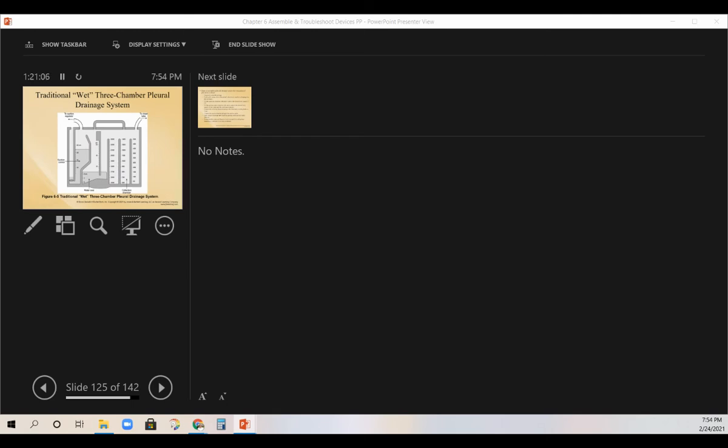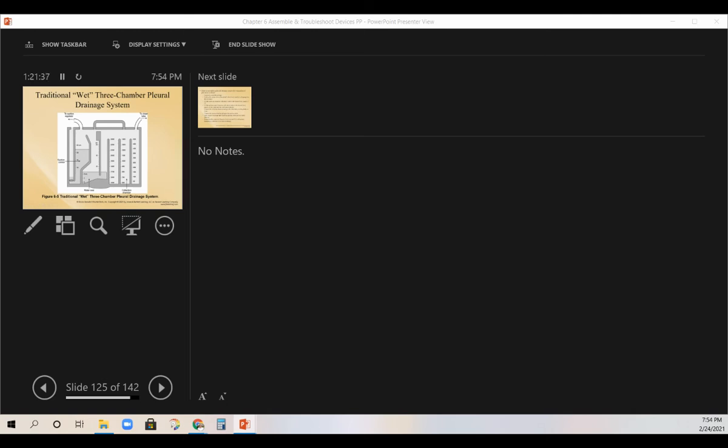So, the traditional wet 3-chamber pleural drainage system. This is traditional. This is what you usually see. Okay, so you have your suction control. So you're going to see the suction regulator. You have your collection chamber. You have your water seal. There's a lot going on here, okay? And this goes to the chest tube, okay?